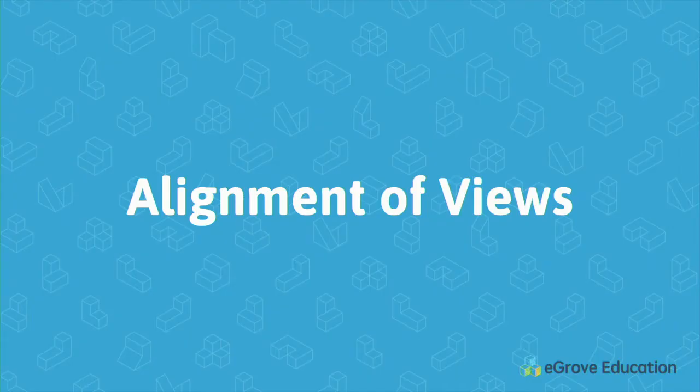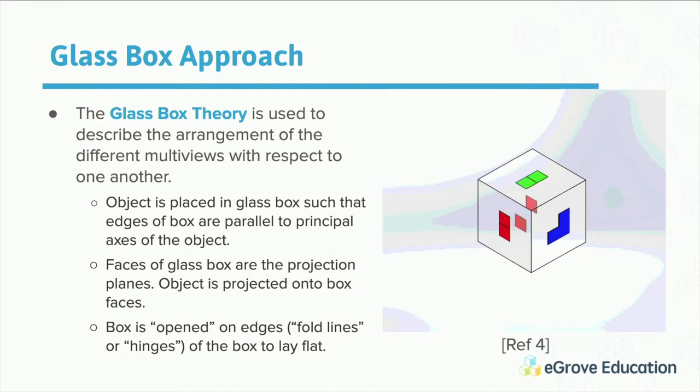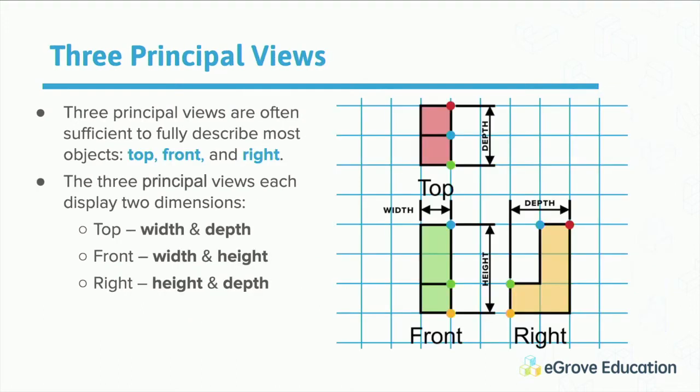So let's talk about how we align our orthographic projections, the views. We start with the glass box approach. This theory helps us see how the different projections of a 3D object inside the box end up looking on a 2D face. If you place an object in a glass box, then all the planes that are parallel to it are what we call the principal axes of the object. If you project the object onto those planes, you get what we call the orthographic projections. And so we align these three principal views. The three principal ones we use in the US, third angle projection.